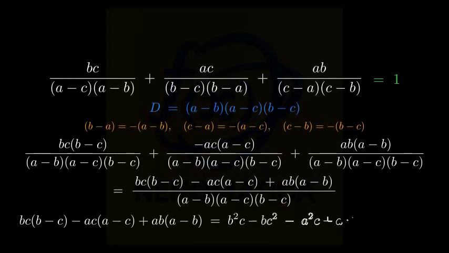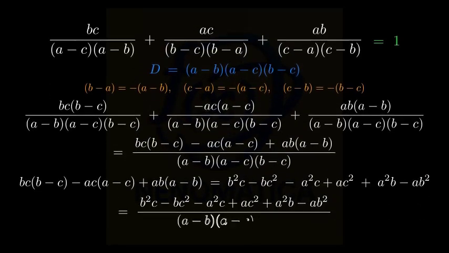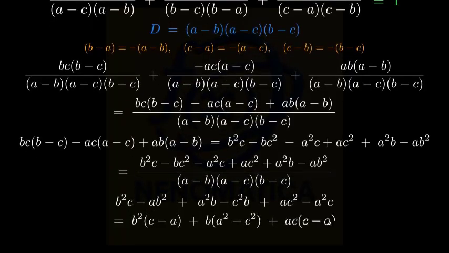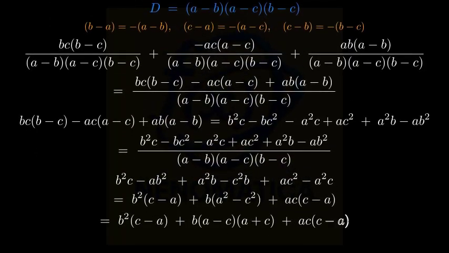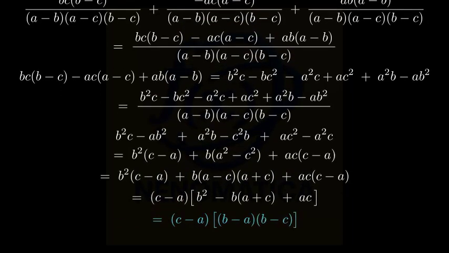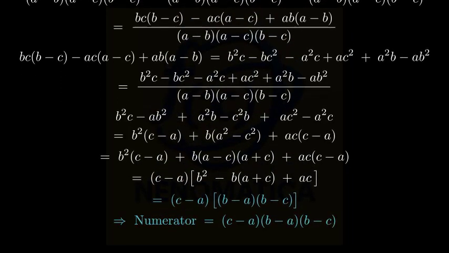Step 2. Expand the numerator to see its structure clearly. We expand bc times b minus c, we expand minus ac times a minus c, and we expand ab times a minus b. Step 3. Group terms in a smart way to factor common binomials. Group b squared c with minus ab squared, group a squared b with minus c squared b, and group ac squared with minus a squared c. This grouping will reveal a common factor of c minus a and later b minus a and b minus c.